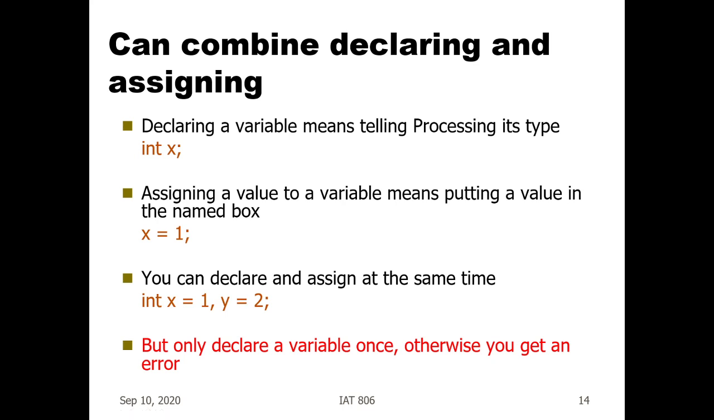You can only declare a variable once, however. If you were to have a second statement, int x again, it will create an error because you can only declare a variable of any name one time. That is to say, once you've used a name, you can't reuse it within the particular scope of the program's code. And we'll talk about scope as we move forward. So declare a variable only once, otherwise you'll get an error.